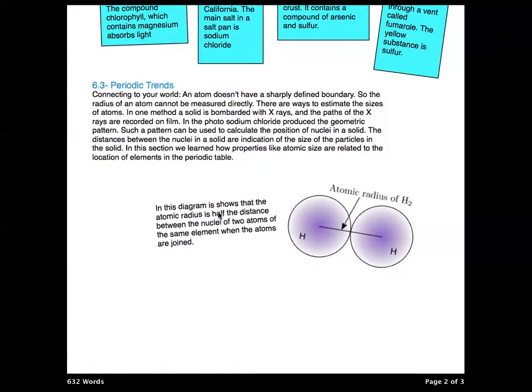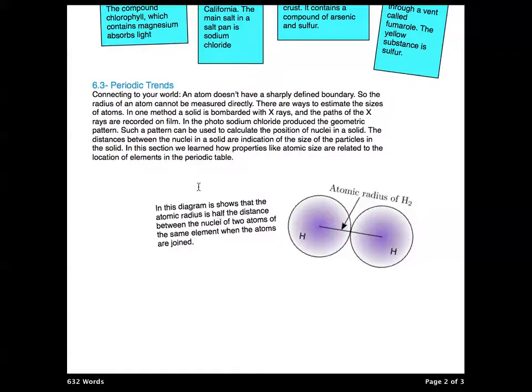And about the periodic trends. An atom doesn't have a sharply defined boundary, so the radius of an atom cannot be measured directly. There are ways to estimate the sizes of atoms. One method would be to take a solid that is bombarded with X-rays, and the paths of the X-rays are recorded on a film. When looking at the photo, sodium chloride produced a geometric pattern. Such a pattern can be used to calculate the position of the nuclei in a solid. The distances between the nuclei in a solid are an indication of the size of the particles in that solid.